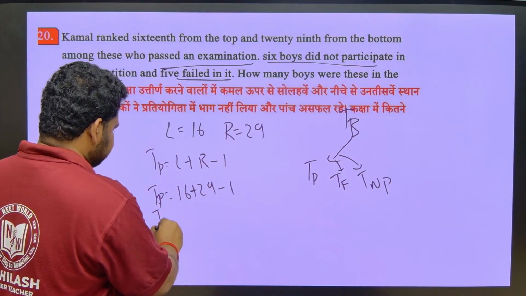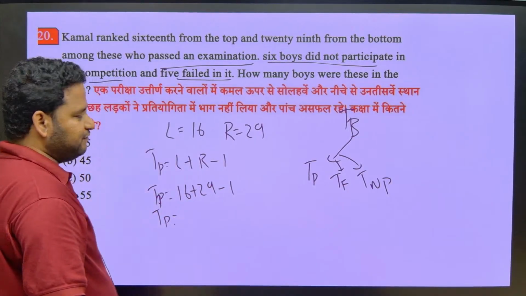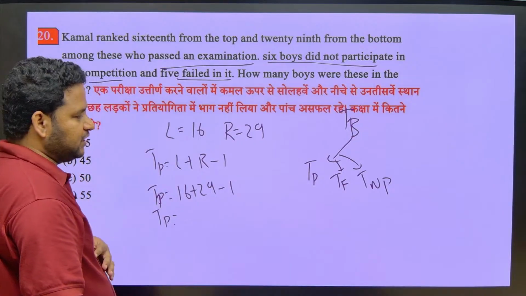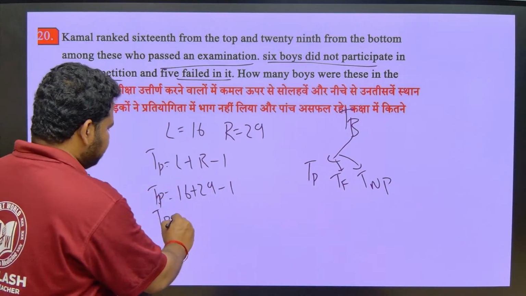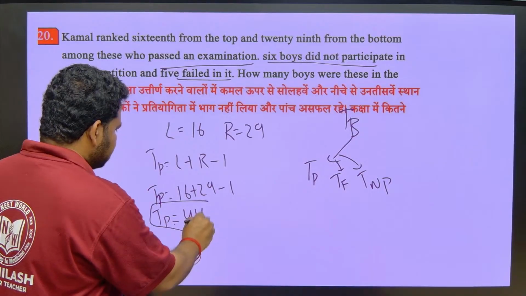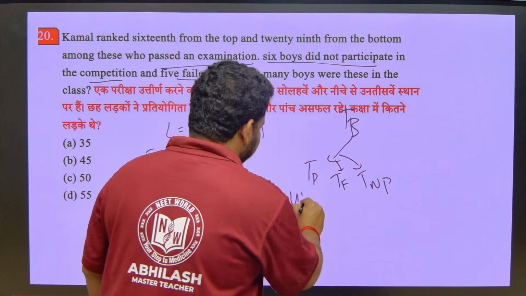16 plus 29 is 45. 45 minus 1 is 44. Correct? Okay, total pass is 44 we got.